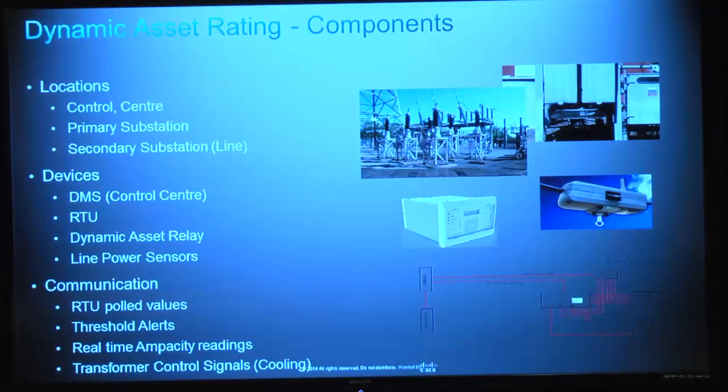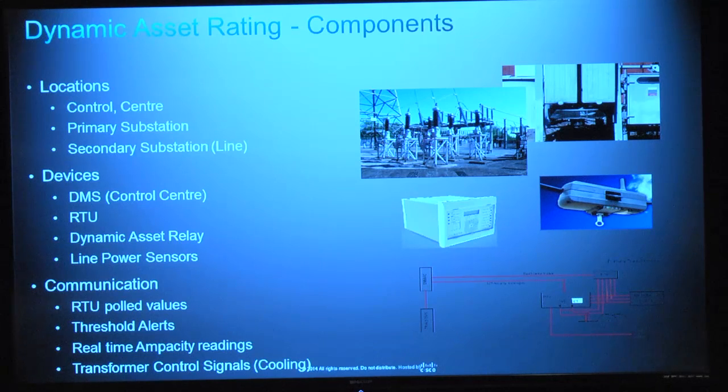So where are we looking at? Locations. We had the control centre being involved, the primary substations being involved, and the secondary substations, in particular the feeders and the transformer, being involved. The devices, or the technology electrical grid devices that were in play, obviously the SCADA system at the control centre, the RTUs out in the field, particularly at the transformers, the dynamic asset relays that were taking all the measurements, and the line power sensors, as you can see a picture up there, was on the feeder, which were deployed just to take in those measurements.